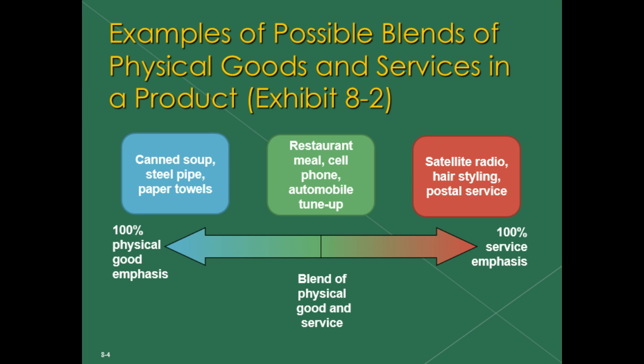And that blend, a lot of times the example that is used is a restaurant where you are getting the physical good being the food that you ordered, the service being the person bringing you the food, somebody is cooking the food, seating you. There's a number of services that are done there as well. This is a good point to be aware of as well, this blend of physical goods and services for products.